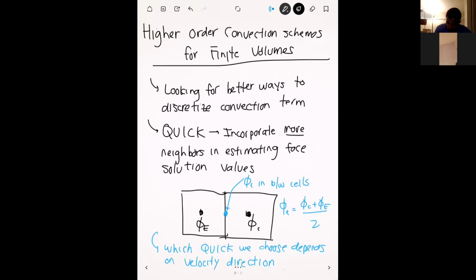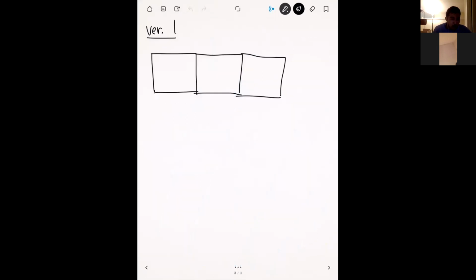All right, so version 1. For version 1, we're going to incorporate an additional neighbor on the same side as the face. Oh wow, I screwed that up. I put phi sub e on the left on the previous page when it should be on the right. Okay, I'm going to do it right this time.